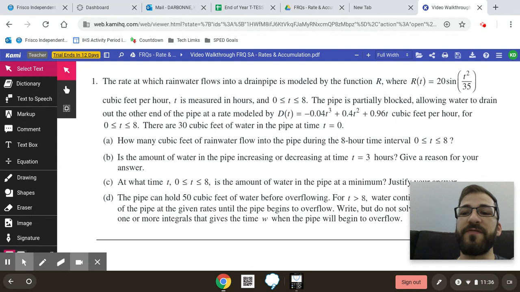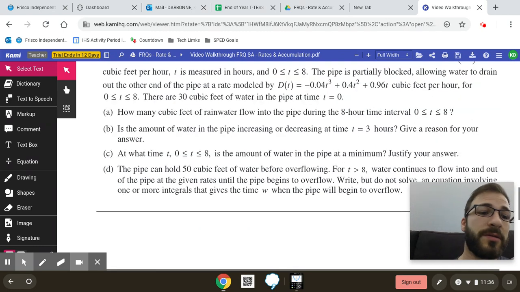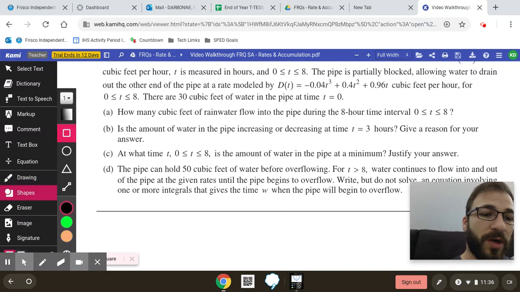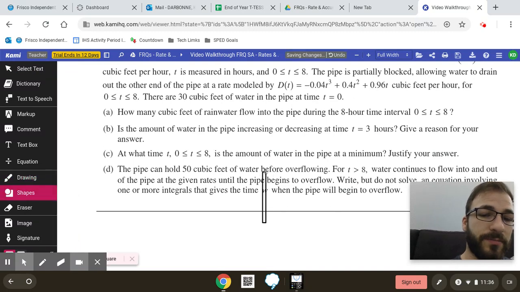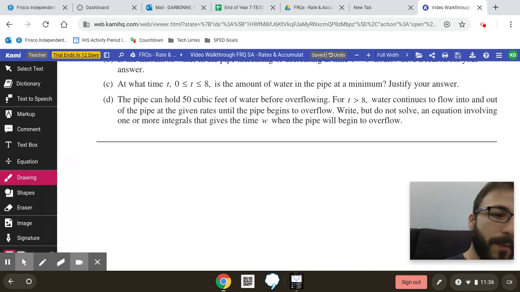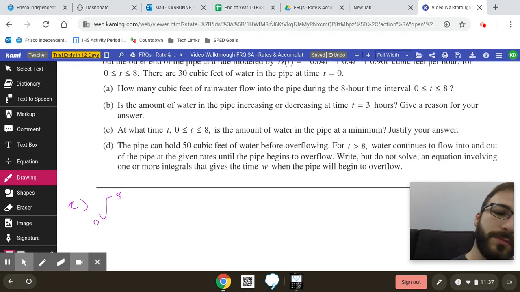So I have an equation for the rate of water going in. So if I want to find the amount, I'm going to integrate to find that total amount that goes in. So for part A, I want to find the integral from 0 to 8 of, I believe it's R of t, right? Yeah, R of t.